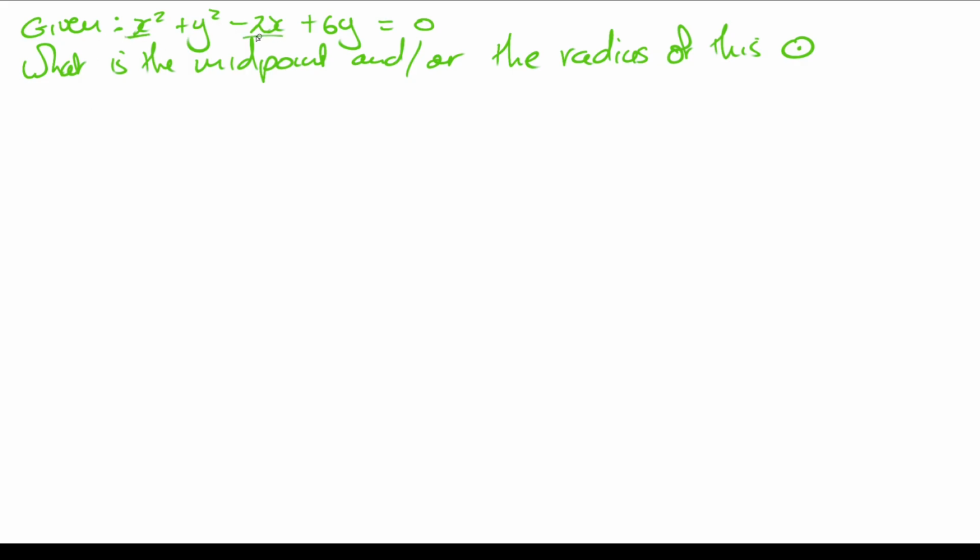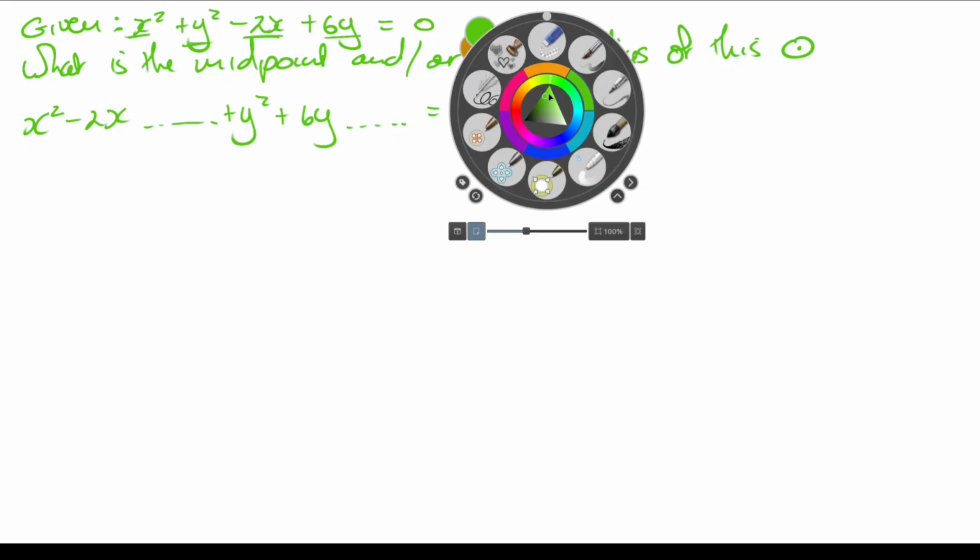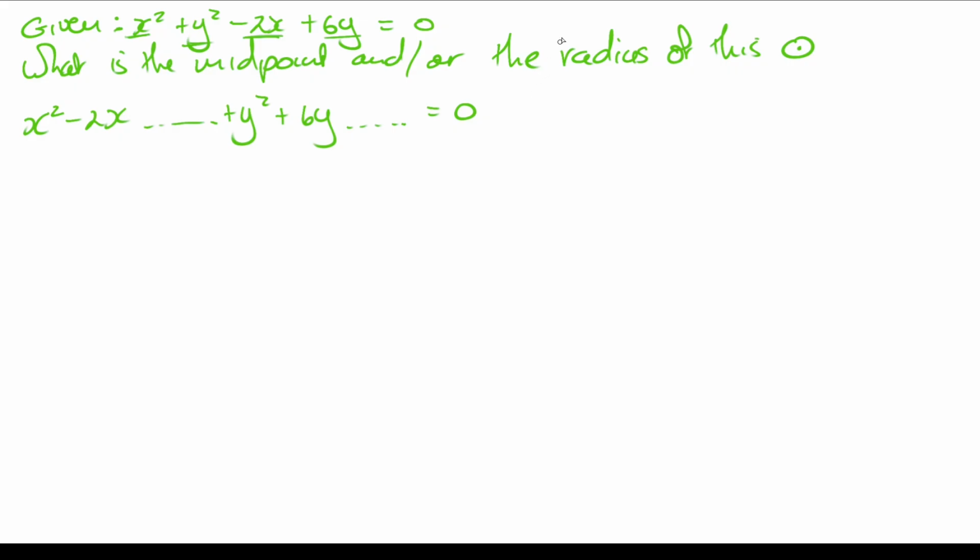Group the x's with the x's and the y's with the y's, and we're going to leave a little space. So we've got x squared minus 2x, a little space, plus y squared plus 6y, leave a little space, equals 0. Now what you've got to do, maybe on a piece of scrap paper or just off to the right, like I'm doing it over here in pencil.